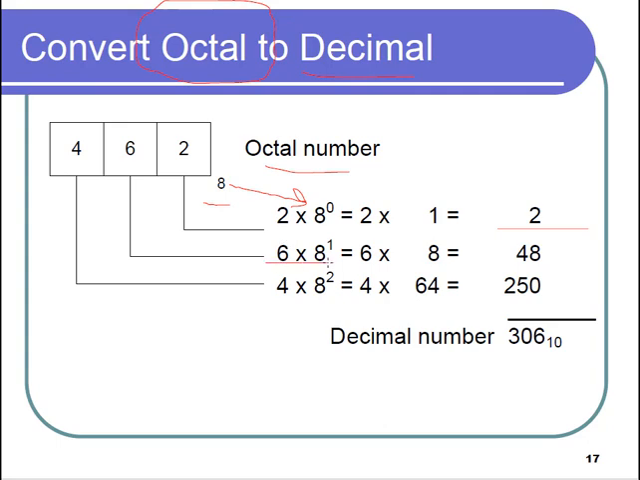6 multiplied by 8 to the power of 1 is equivalent to 6 multiplied by 8, which gives us a value of 48. And lastly, for 4, 4 multiplied by 8 to the power of 2, which is 64, is equal to 256. What we need to do now is add up all these three to get the decimal value for this number. So basically, the octal number 462 is 306 to the base of 10.